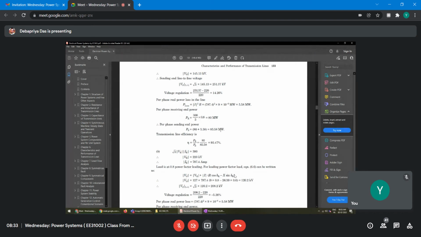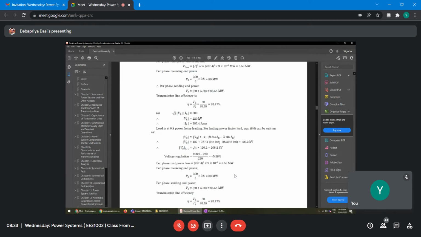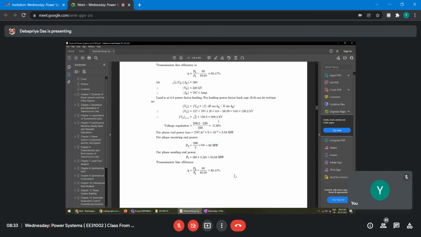So per phase sending end power is the receiving end power plus the loss. So this much. So output, I told you in the beginning some formula. Output efficiency will be receiving end power upon sending end power. So this much, right? And second case, philosophy same way you do it, but in this case this will be minus sign, because it is a leading power factor, right? And proceed same way, right?